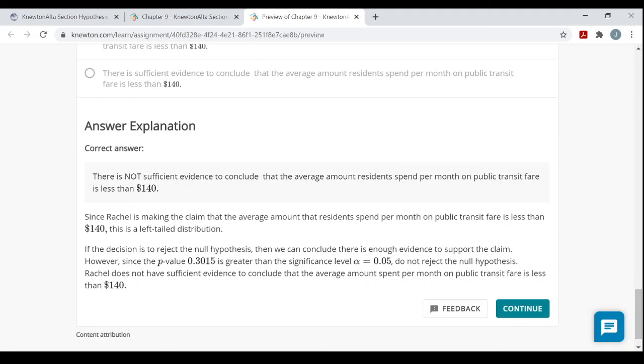Do you support the claim? Do you not support the claim? Same steps every time, though. All right, same steps every time. And it just depends on whether or not you're doing the critical value method or p-value method. Just a few things change, but you're pretty much doing the same steps every single hypothesis test.